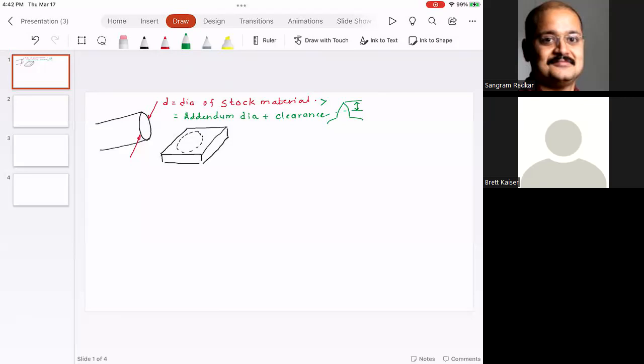No? So the obvious question is, how do we decide clearance? Usually I would say 1% of PCD. So addendum diameter plus 1% of PCD is going to give me the blank diameter.